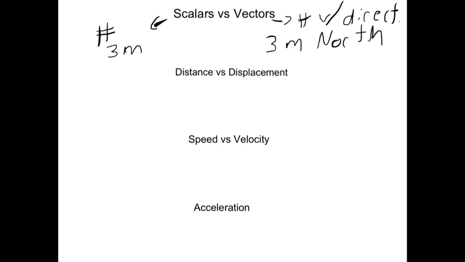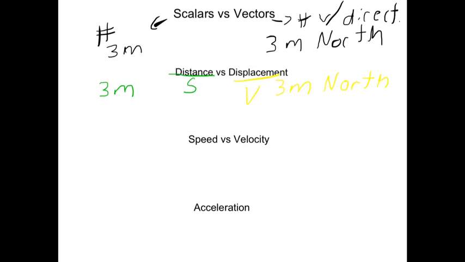All right, so now let's go over some terms and differentiate between them and tell you which one's a scalar and which one's a vector. Distance and displacement. Distance is just how far you've gone, for example 3 meters. Displacement is different. Displacement actually has a direction with it, so 3 meters north. Meaning that displacement is a vector and distance is a scalar.